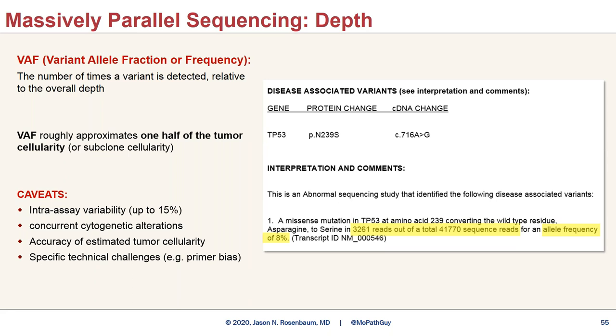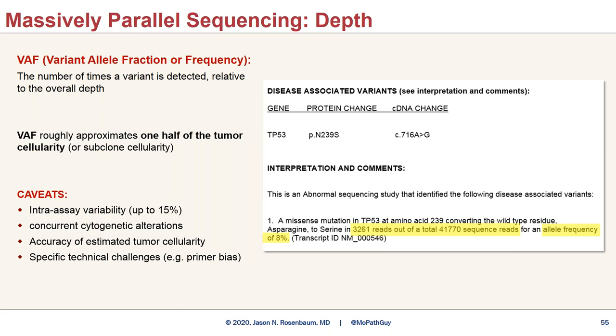Given certain choices in assay design, the intra-assay variability can be up to 15%, meaning if I tell you that the VAF of a given mutation in a given specimen is 30%, the real VAF could be as high as 45% or as low as 15%. The other thing to consider is that there may be concurrent cytogenetic alterations, particularly loss of the alternate allele. We'll talk about this in an example in a second.